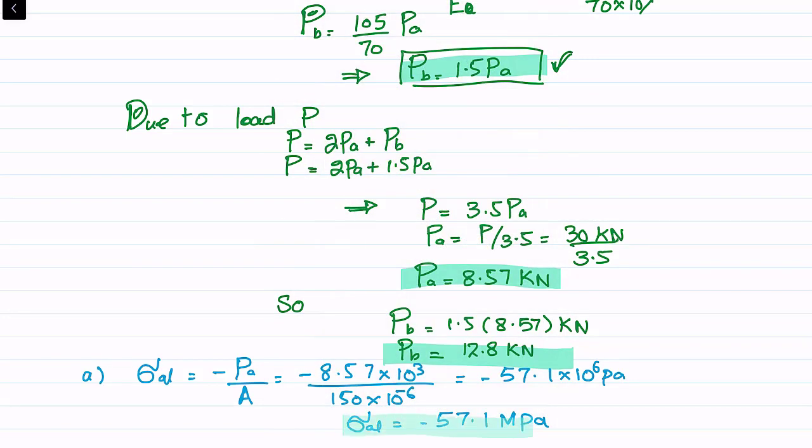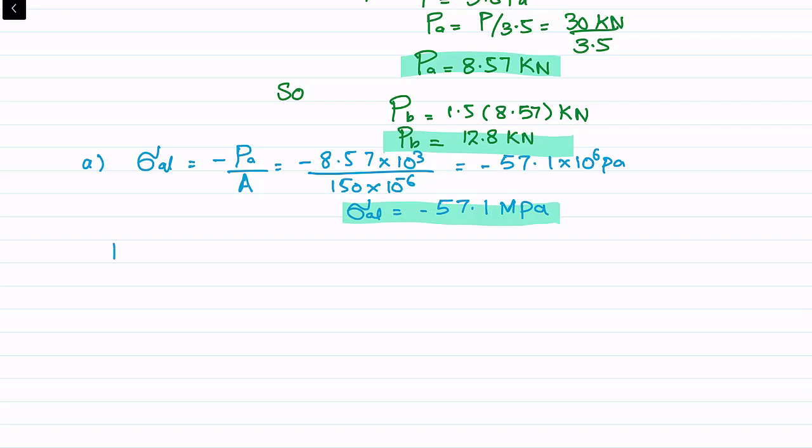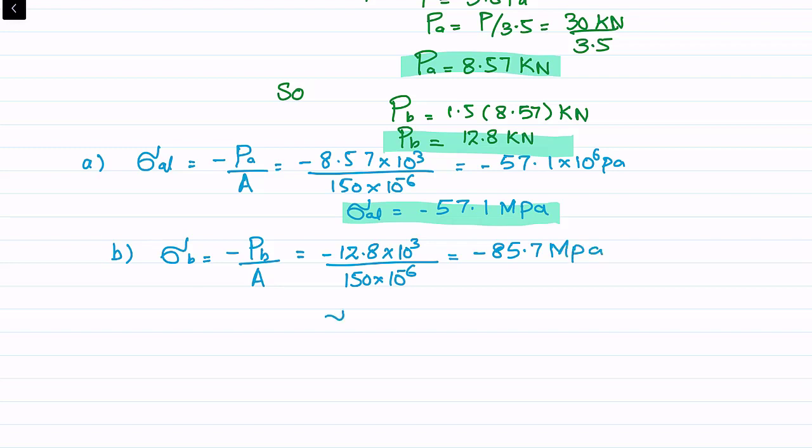We will move toward the second part, the stress in the brass layer, which is equal to minus PB divided by the area of the brass layer. So minus 12.85 into 10 raised to the power 3 Newton divided by the area, which is the same because the cross-sectional area of each layer is the same. When you calculate it, it will be minus 85.7 megapascal. So sigma B is equal to minus 85.7 megapascal. This is the required value.